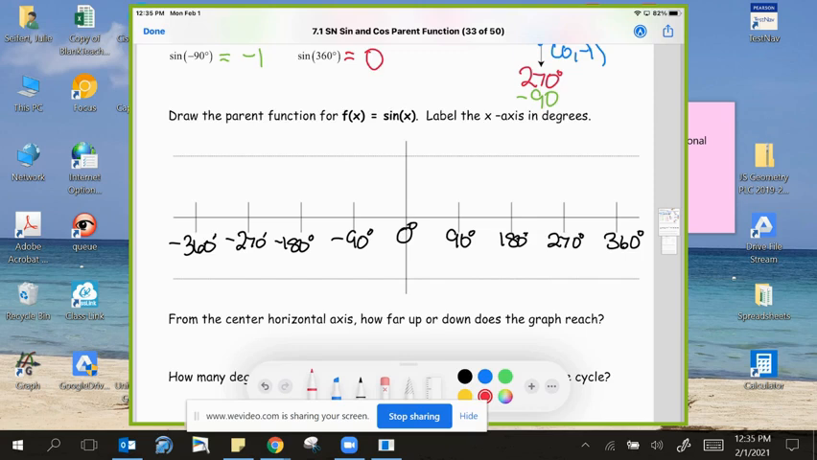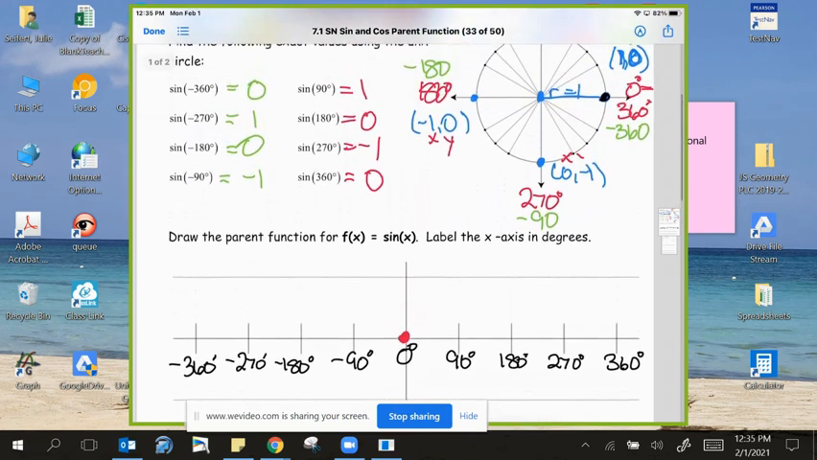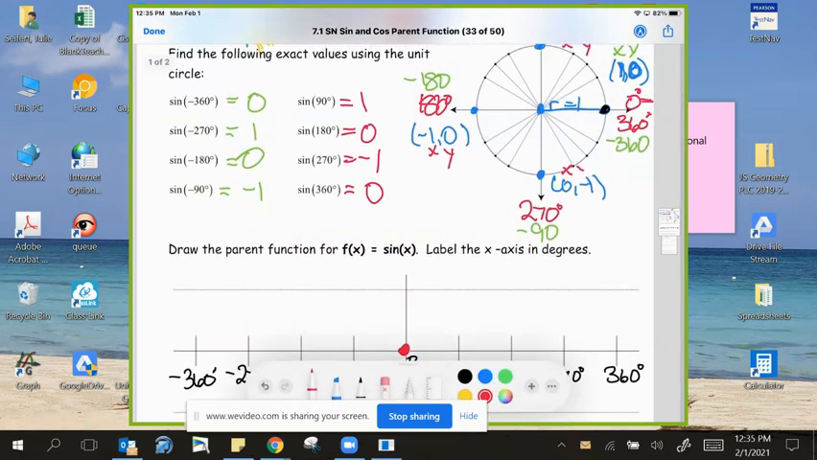Okay, sine of 0 is what? Sine of 0 is 0. So at 0 degrees, the sine graph is at 0. Now we're going to use the rest of these points to plot what we need.